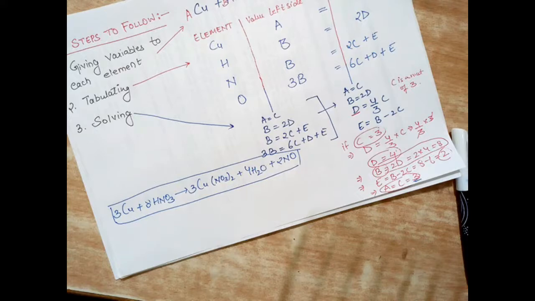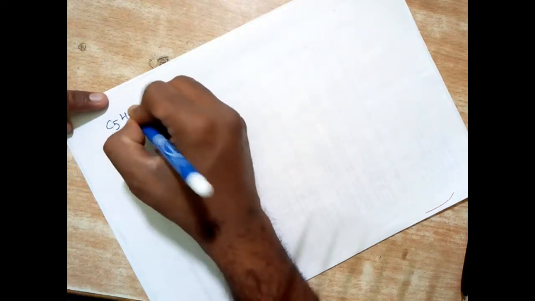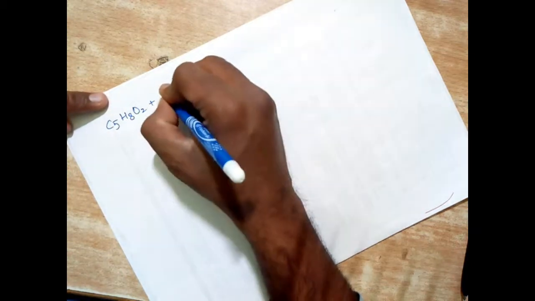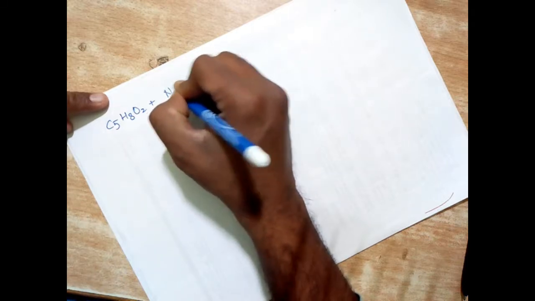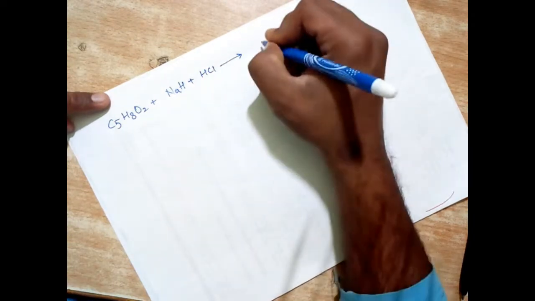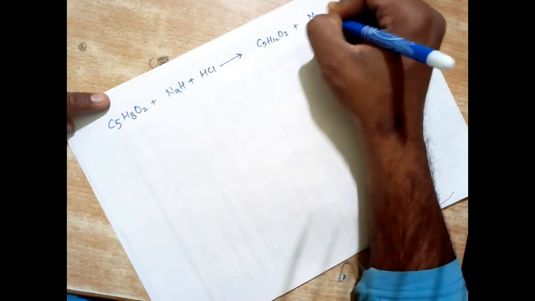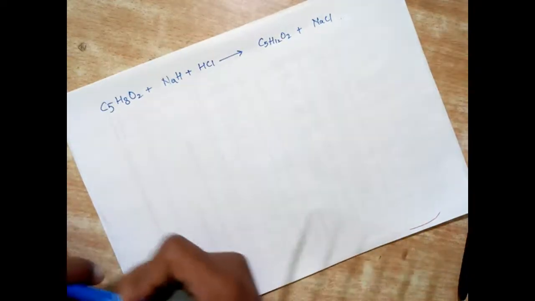Let's take another example. It will make it more clear. So if I go to another example, let's take a bit tough one. Not tough, but a bit complicated. So C5H8O2 plus NaH plus HCl gives C5H12O2 plus NaCl. So let's start doing with this one.